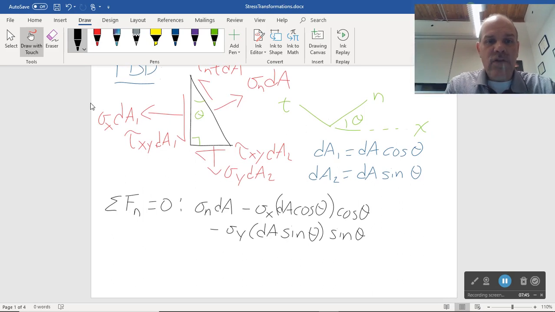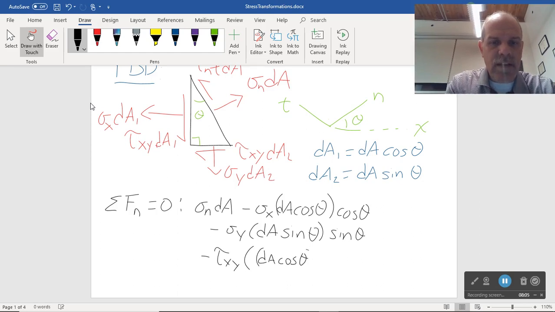And I'm going to have 2 contributions from tau xy. One's vertical, one's horizontal, so one's going to have a sine and one's going to have a cosine. We already have that in our heads. Minus tau xy, and I'll just throw parentheses around the whole thing. And I've got dA1, so I've got dA cosine theta.